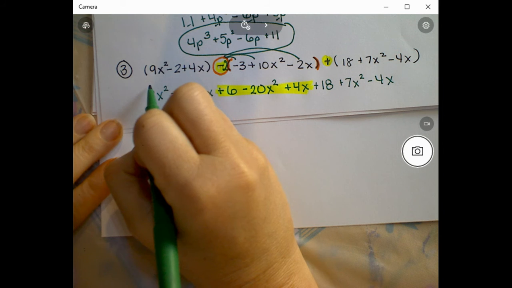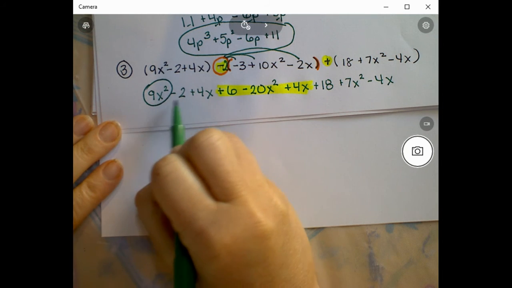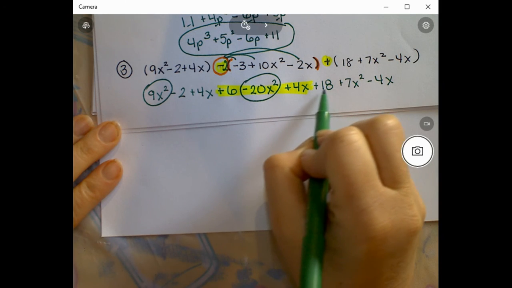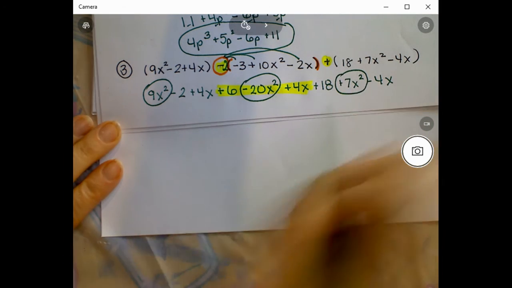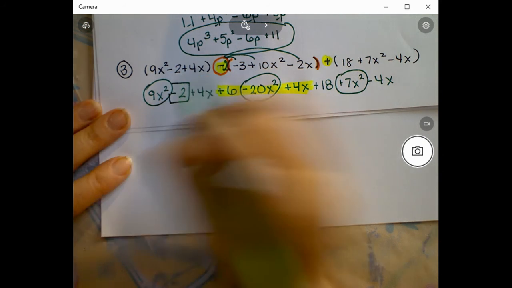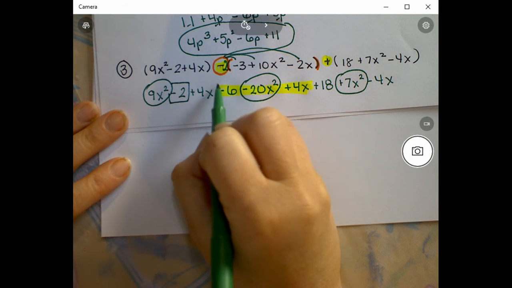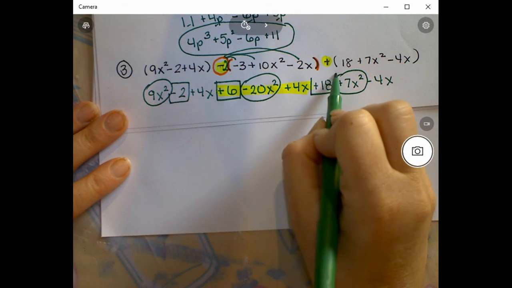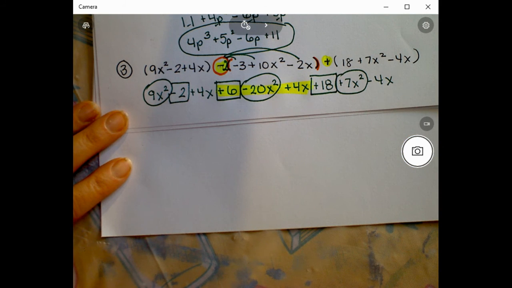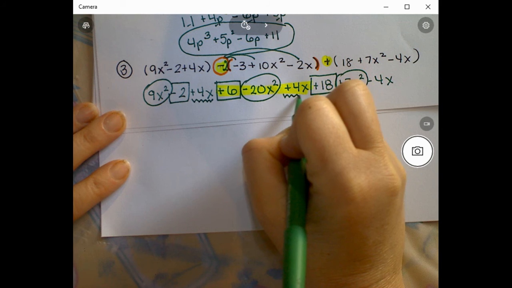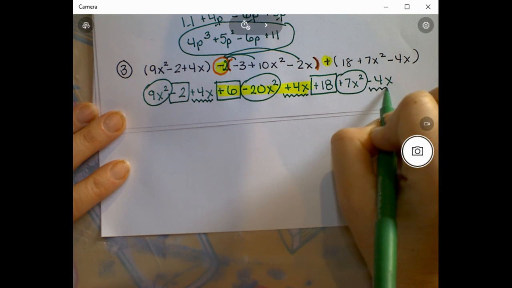So we have 9x squared. So we're looking for more x squareds. Negative 20x squareds. And actually have 7x squareds also. All right, we have negative 2. That's a constant. So we're looking for more constants. 6 is a constant. 18 is a constant. Those have no variables with them. And lastly, we have 4x, another 4x, and a negative 4x.